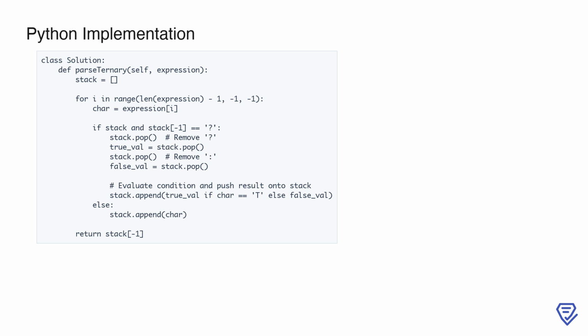This continues until all characters are processed. Finally, the top of the stack contains the evaluated result of the entire ternary expression, which is returned as the output. This approach is efficient because it simplifies the evaluation of nested ternary expressions by processing them from the innermost to the outermost using the stack. The time complexity is O(n), where n is the length of the expression, and the space complexity is also O(n), due to the stack storage.